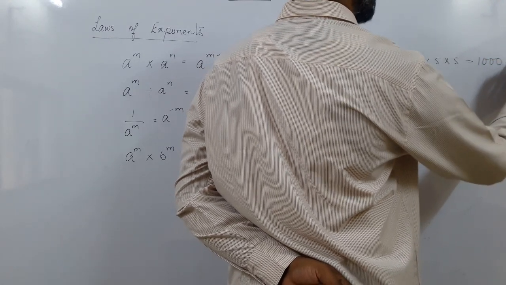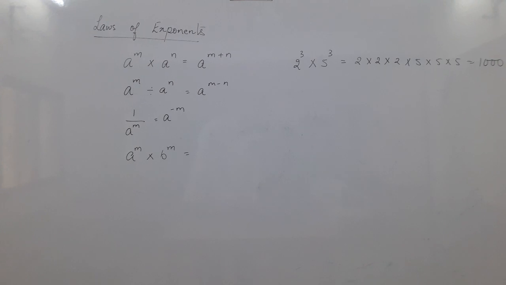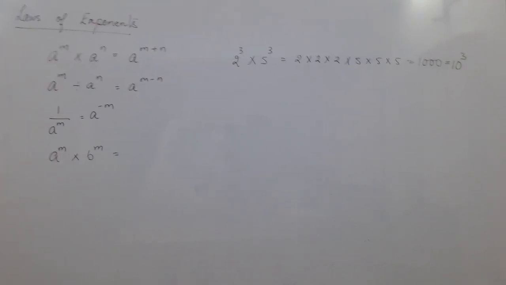How to write 1000 in powers? It is 10 raised to 3. I hope it is clear on the board. Yes? I have moved slightly out of the board, so let me put it inside the board.